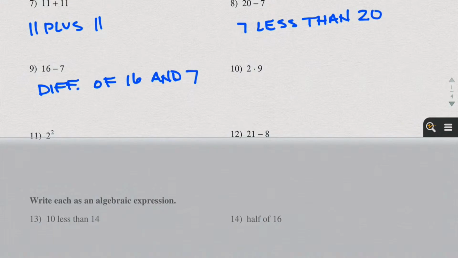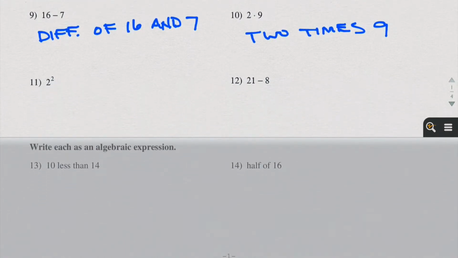Number 10, 2 times 9. So we can just write 2 times 9. Another way to write that is the product of 2 and 9, or twice 9. Number 11, we can write this as 2 squared, 2 to the second power, the second power of 2. I'm just going to write 2 squared.